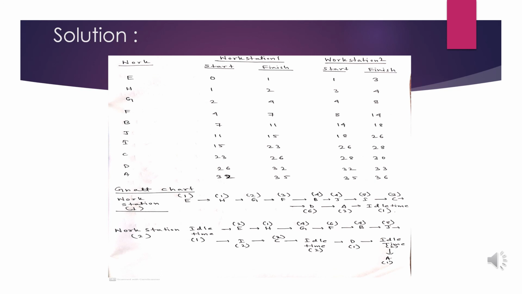Again from D to A I have to wait because the work is still being continued at workstation 1. So A is ending at workstation 1 at 35, but D at workstation 2 is ending at 33. So again there will be an idle time of 2 and then the completion of the work A. Hopefully these two examples have absolutely cleared out Johnson's rule and how to draw the Gantt chart related to simultaneous workstations.